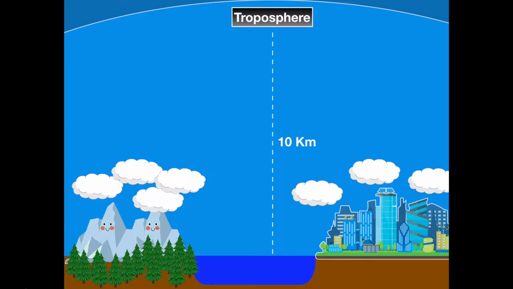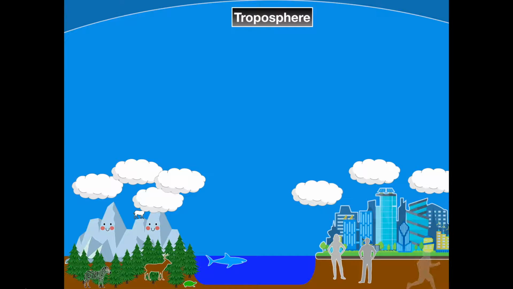Now the troposphere is where all life exists, and this is where we breathe our oxygen from. So all animals live here, the entire human species lives here, and we really depend on this troposphere for almost everything.